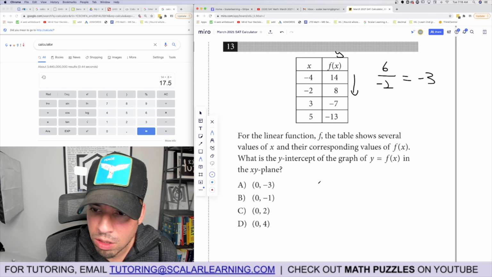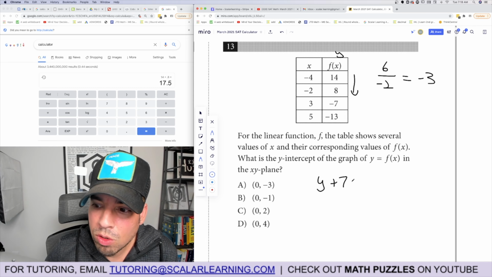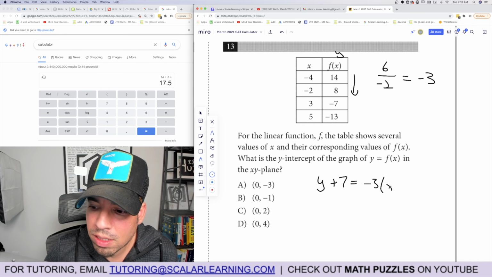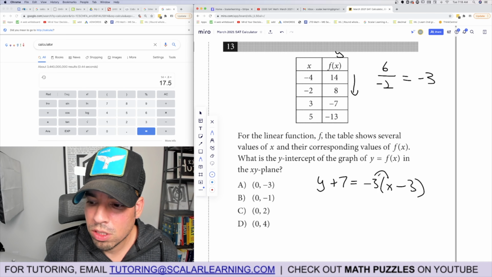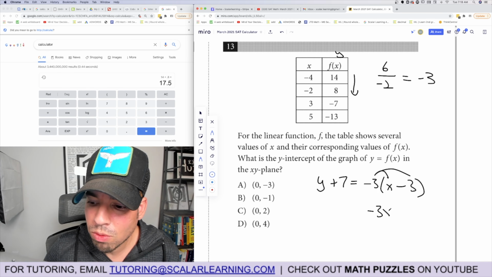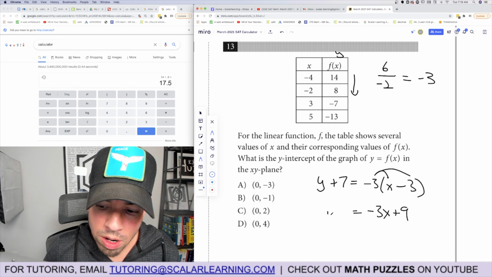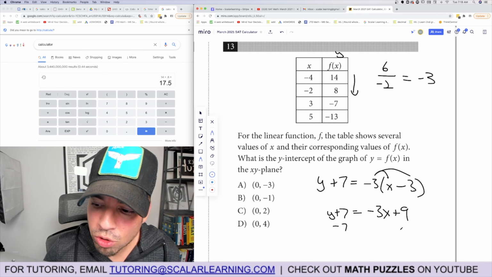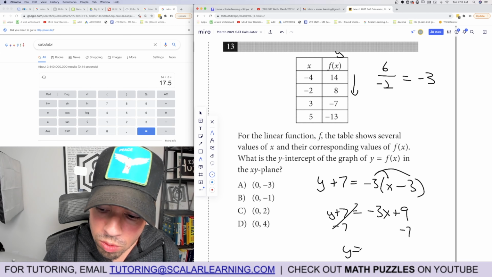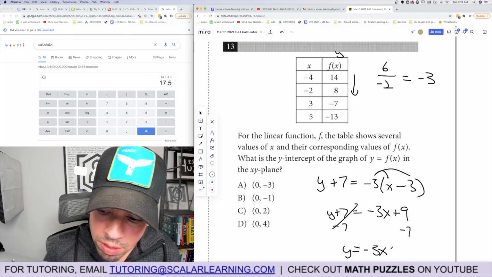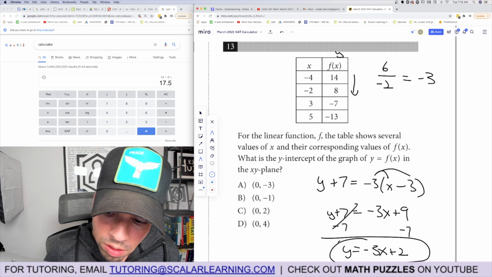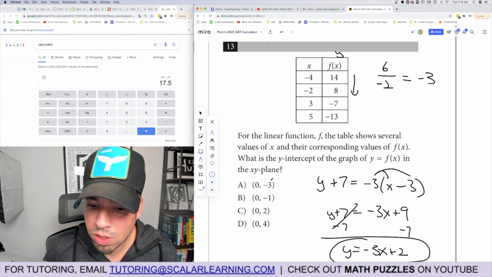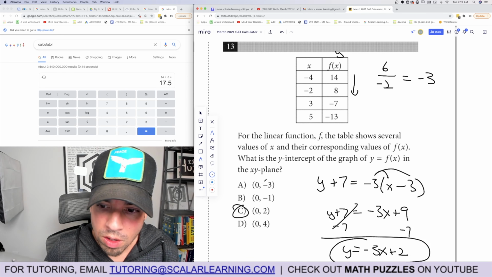Then we can use point slope. Let's choose any coordinate. Let's choose that one. Y plus 7 equals slope times x minus that guy, which is 3. And we want the y-intercept. Let's put it into slope-intercept form. Y plus 7, subtract 7, subtract 7. Y equals -3x plus 2. So the y-intercept is 0, 2.